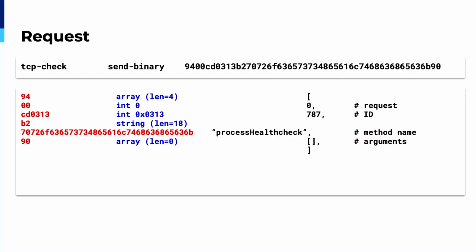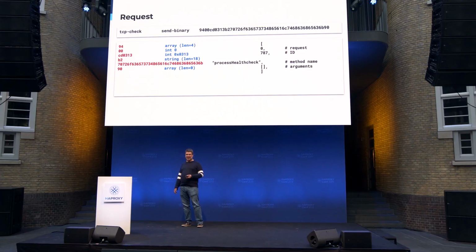If the first element is 0, that means it's a request and not a response. Every request has an ID. This is an arbitrary number, but you get that ID back in the response. The next thing that you get is the name of the method that you want to call. All of our services have a method named process health check. And the next thing is an array of the arguments. We don't need any arguments for process health check, so an empty array takes 1 byte to encode. So altogether, this is like 30 bytes.